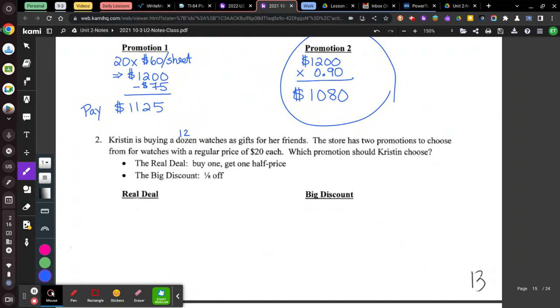We have the real deal, buy one, get one half price. And the other guy is get 1/8 off. So you get 1/8 of the price off. So that means you would pay only 7/8 of the cost. Okay, so you only pay 7/8 of the total cost. All right, so let's find out what the real deal says.